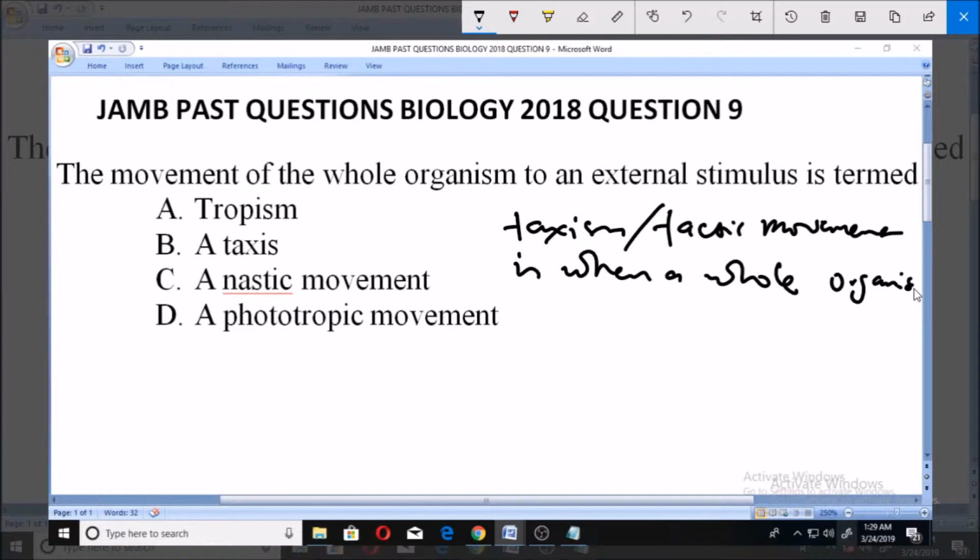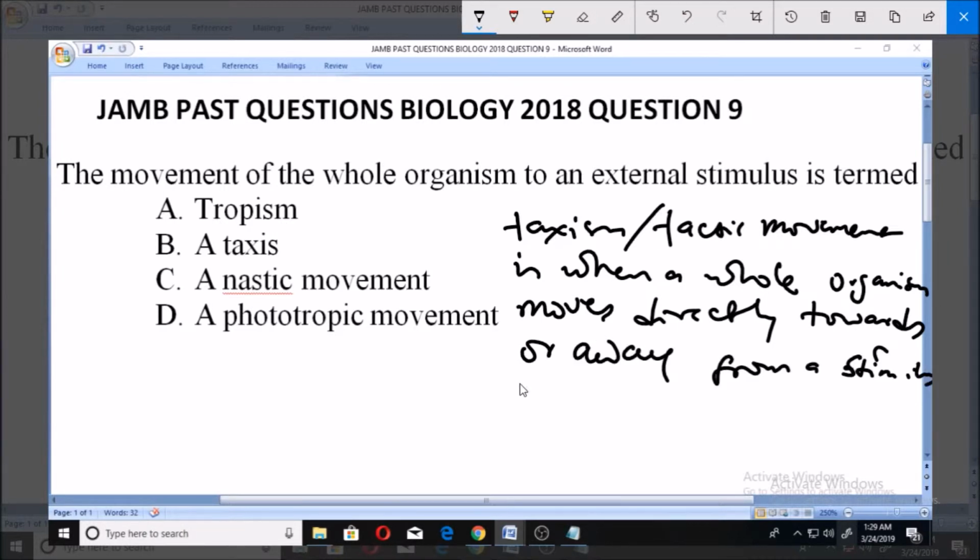moves directly towards, so whenever you have the whole organism moving directly towards or away from a stimulus, that is what we call taxism. The stimulus comes from a particular direction and the response of the organism is in relation to the stimulus.